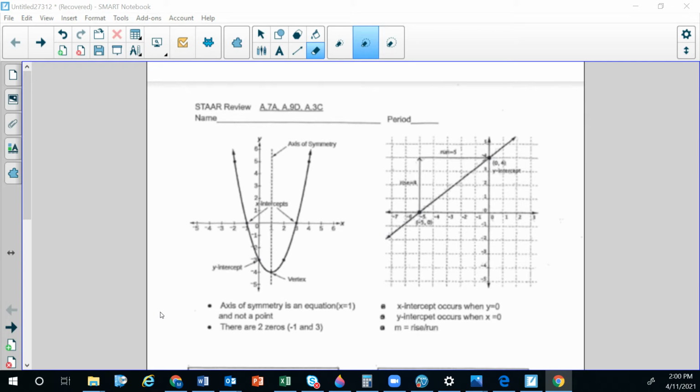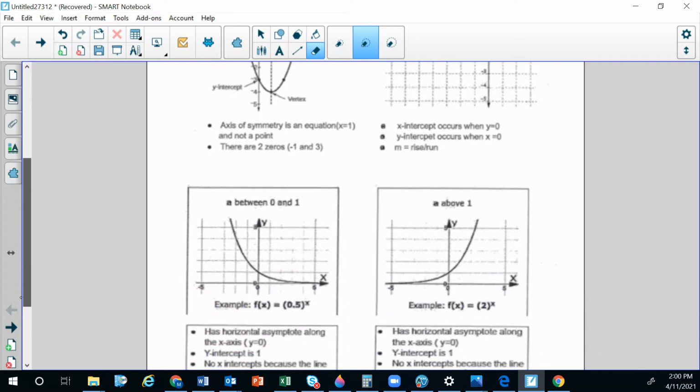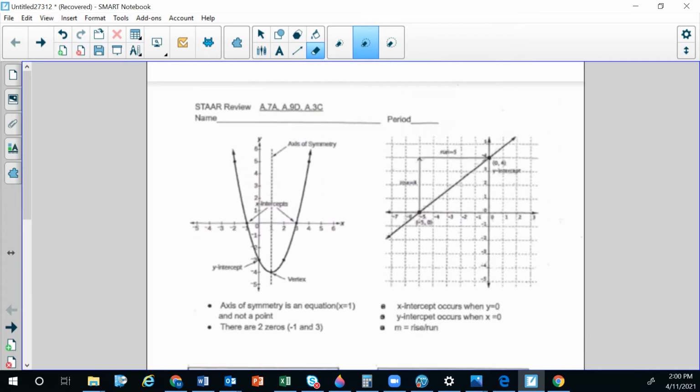Our class, this is day one of key features of graphs, and we're going to look at three graphs here: the parabola, linear, and exponential. Okay, so let's look at the parabola. A key thing to remember are the x-intercepts. That's where the line crosses the x-axis, and the y-intercept is where the line crosses the y-axis.